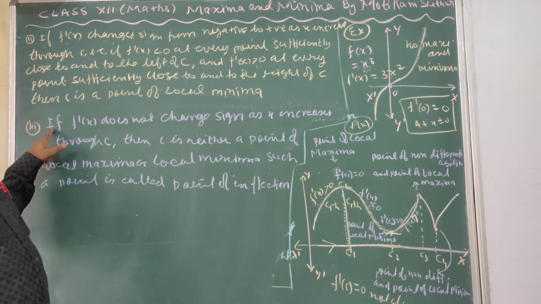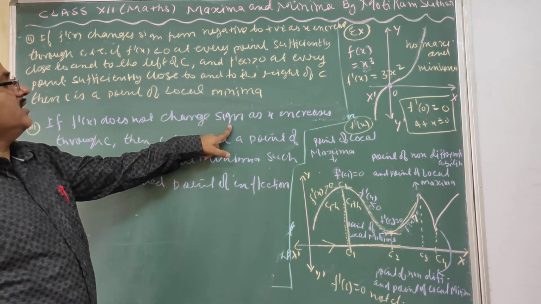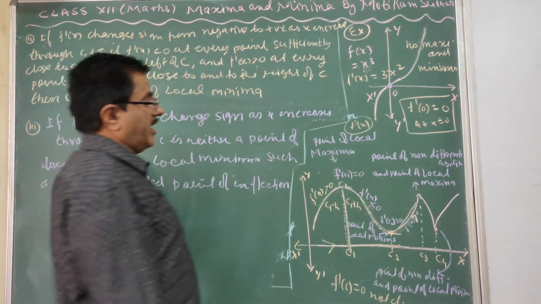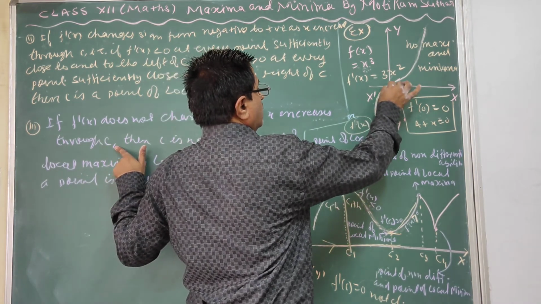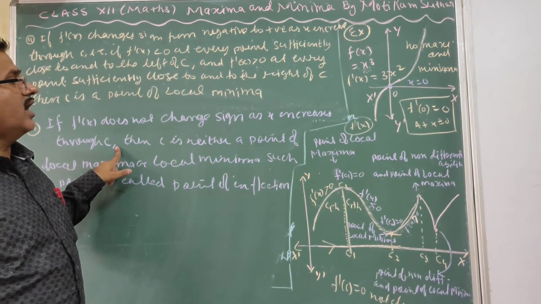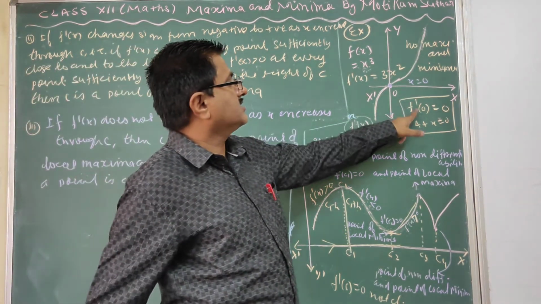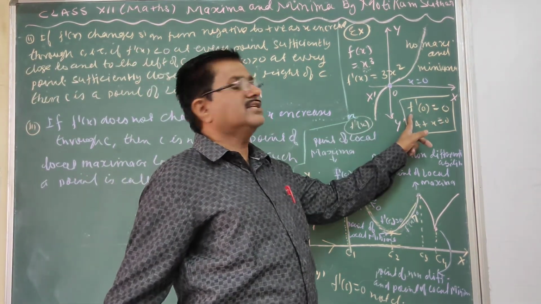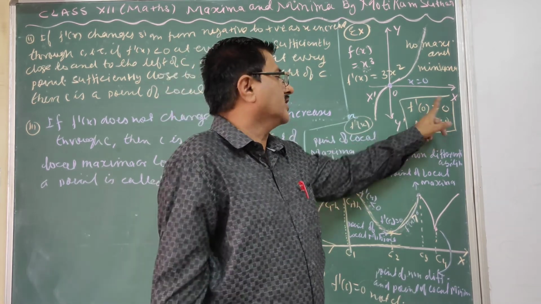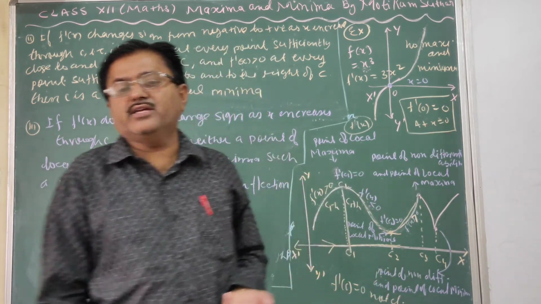This is the third case. If f dash x does not change sign as x increases through c, suppose here x equal to 0. Clear? When you take the derivative at that point, then f dash c is 0. If you take any point less than 0, like minus 0.5, and put it here, again we get 0. If you take plus 0.5 and put it, again 0. Means in both conditions we are getting the same value.